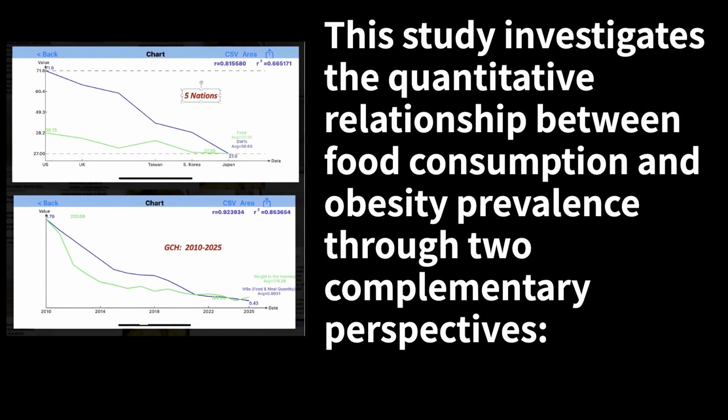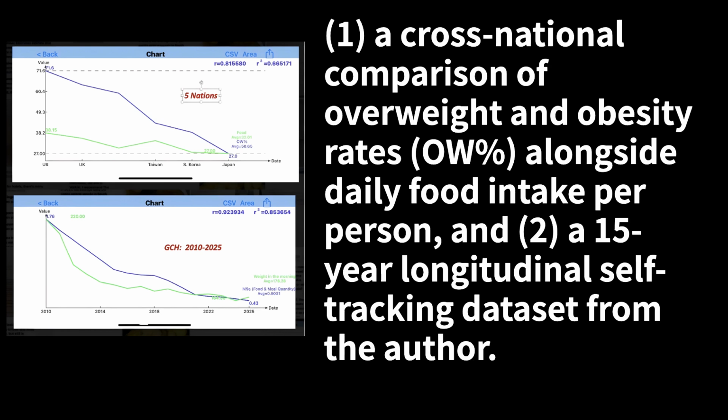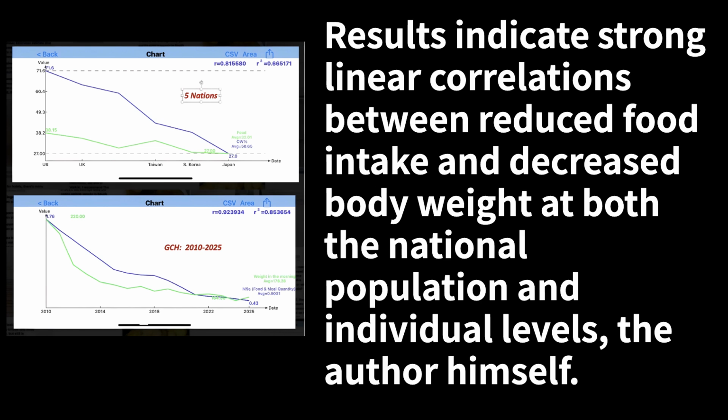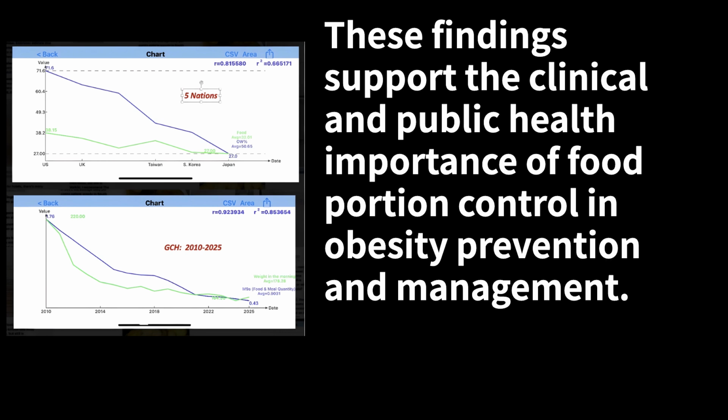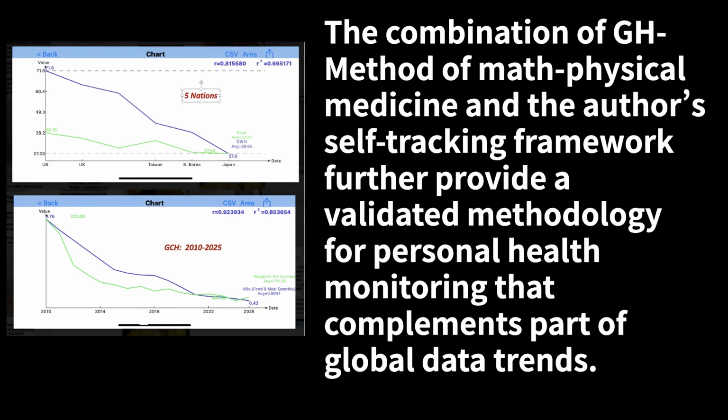Abstract. This study investigates the quantitative relationship between food consumption and obesity prevalence through two complementary perspectives. 1. A cross-national comparison of overweight and obesity rates, %, alongside daily food intake per person, and 2. A 15-year longitudinal self-tracking dataset from the author. Results indicate strong linear correlations between reduced food intake and decreased body weight at both the national population and individual levels. The author himself. These findings support the clinical and public health importance of food portion control in obesity prevention and management. The combination of the GH method of Math Physical Medicine and the author's self-tracking framework further provides a validated methodology for personal health monitoring that complements global data trends.